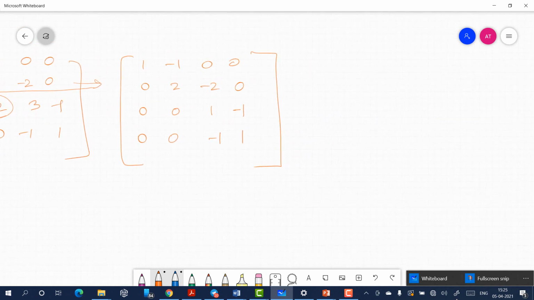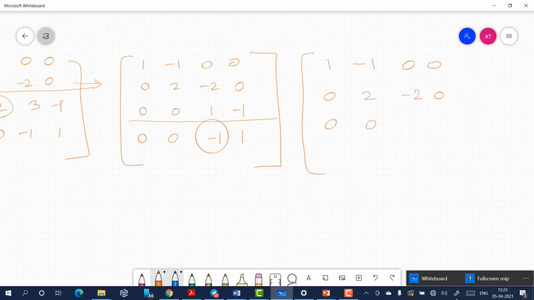Now I will have to remove this one. So simply multiply this with 1 and add it. What will happen to my matrix? It will be 1, minus 1, 0, 0, 0, 2, minus 2, 0. 0, 0, 1, minus 1, and now 0 will remain 0, 1 minus 1 will become 0, and 1 minus 1 will become 0.